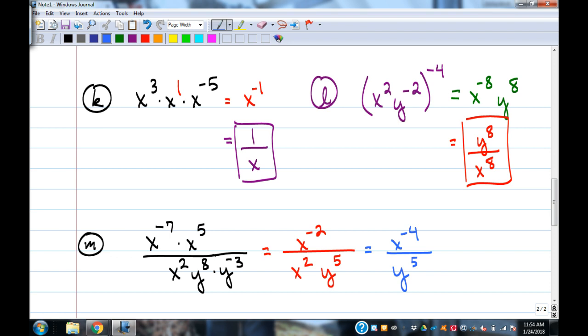Anytime you do one of those other properties, like here we did that, it was in the top only, so we moved it over to the top.